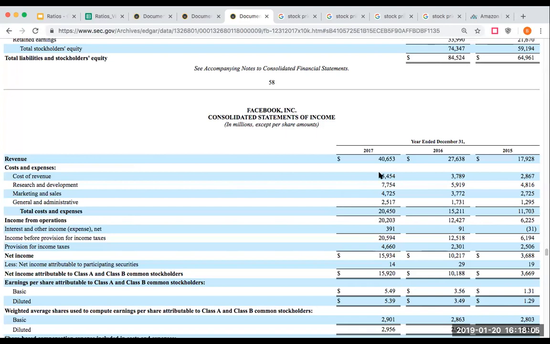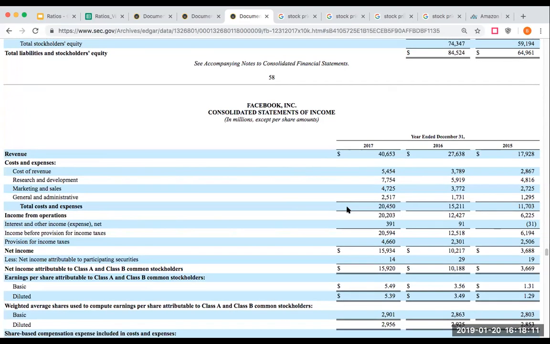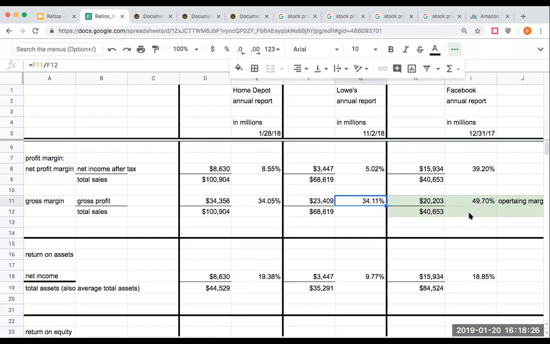Now, lastly, Facebook is a little bit more interesting because Facebook doesn't really have cost of goods sold. They have what we call cost of revenue. So instead of a gross profit margin, we might want to look at an operating profit margin, or the income from operations of $20.2 billion divided by $40.6 billion. And so right here, we end up getting about 49.7%.